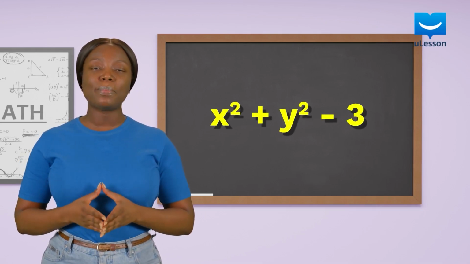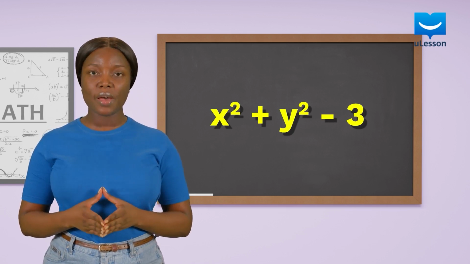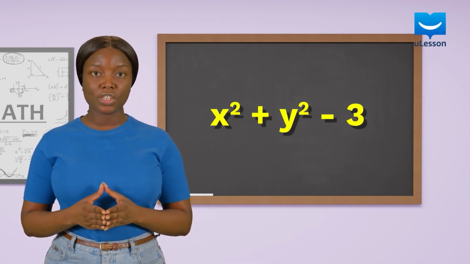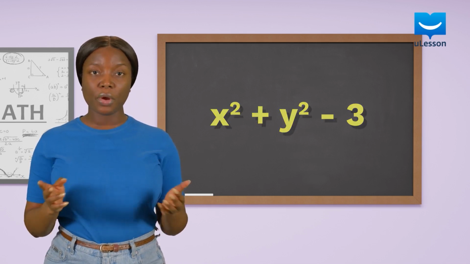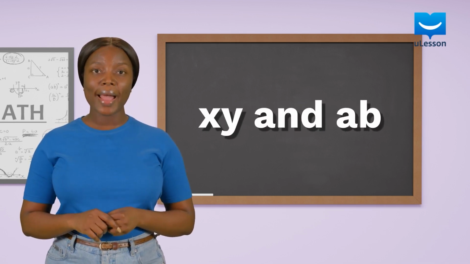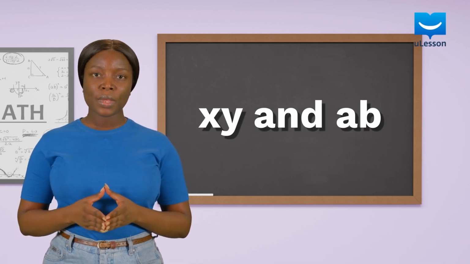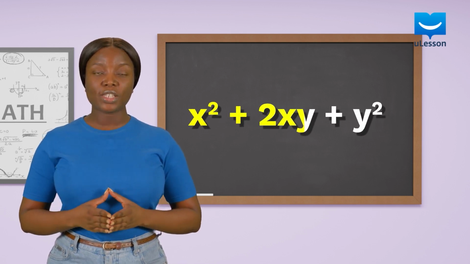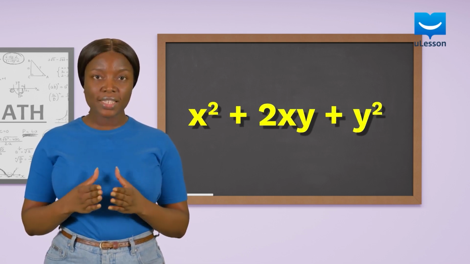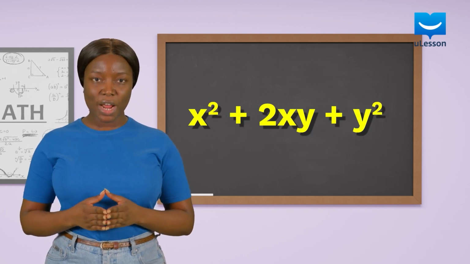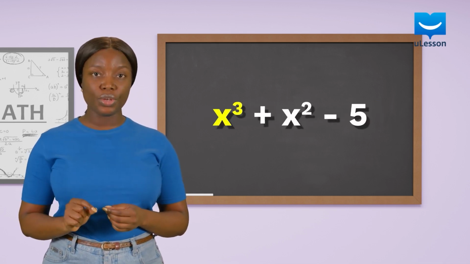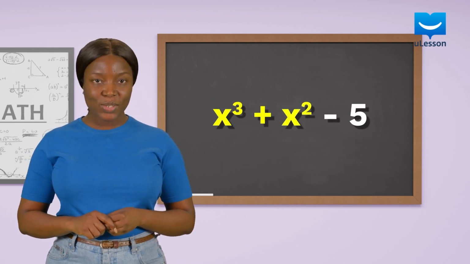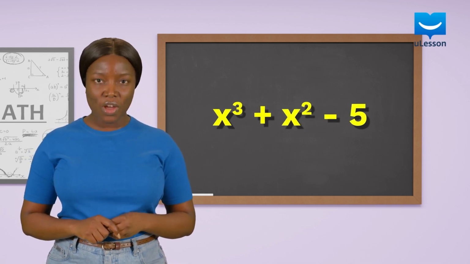A quadratic expression may also contain a product term resulting from the multiplication of two variables, for example, xy and ab. So an expression like x squared plus 2xy plus y squared is a quadratic expression, but x cubed plus x squared minus 5 is not a quadratic expression. We have learned the importance of quadratic expressions.